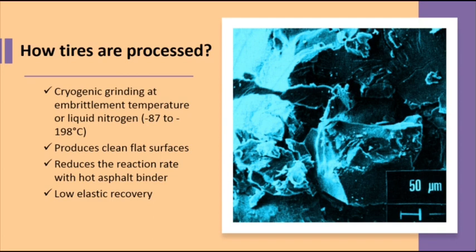The surface of rubber obtained from cryogenic grinding is glass-like, with a lower surface area and elastic recovery compared to ambient granulated crumb rubber of similar gradation. It produces clean flat surfaces, which reduces the reaction rate with hot asphalt binder, with low elastic recovery.